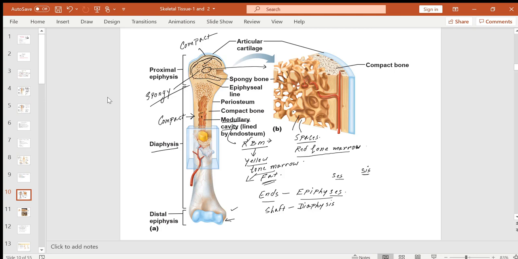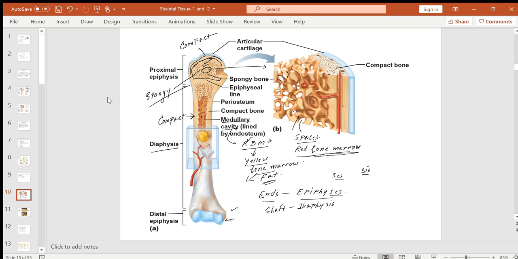However, again, reminding you that inside the spongy bone, red bone marrow always remains as red bone marrow, and throughout life it produces the blood cells. So if I ask you, in adults, in a long bone, which part produces the blood cells? You can say that the ends, or epiphyses, where you have the red bone marrow throughout life. But the bone marrow inside the medullary cavity becomes yellow and cannot produce blood cells in adults.